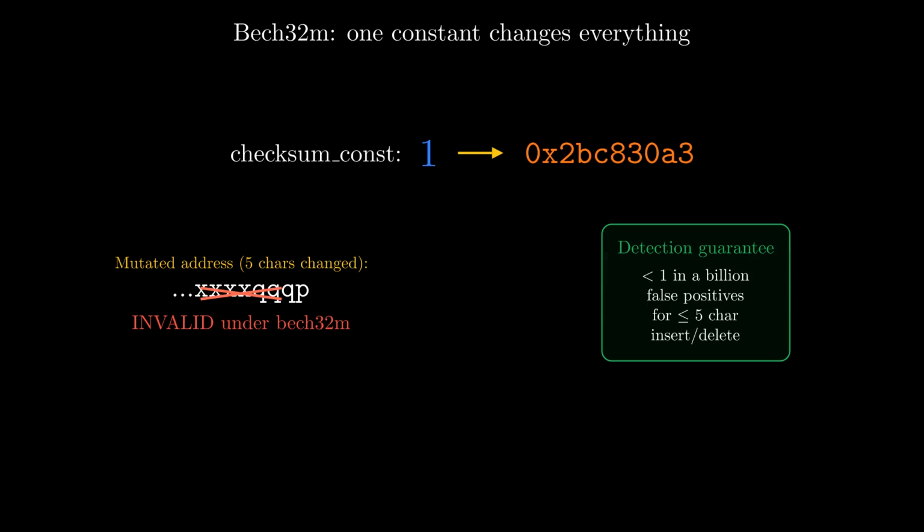To avoid confusion between the 2 formats, the witness version character tells the wallet which checksum to verify. Version 0 addresses, those starting with Q after the separator, use Bech32. Version 1 and above, starting with P or later letters, use Bech32m. 2 checksums, 1 address scheme.